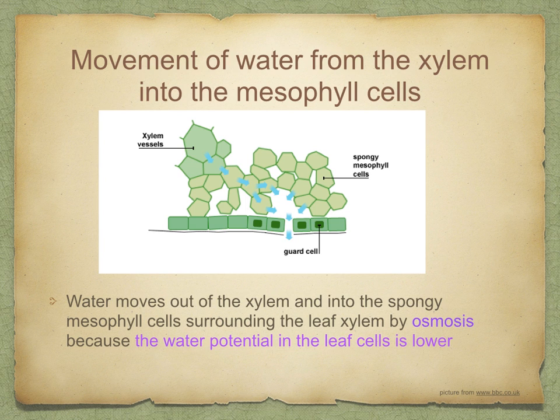So water moves from the xylem into the mesophyll cells by osmosis because the water potential in the leaf cells, the mesophyll cells, is lower. So it goes from the xylem vessels into the mesophyll cells by osmosis. It's going from a high water potential to a low water potential.